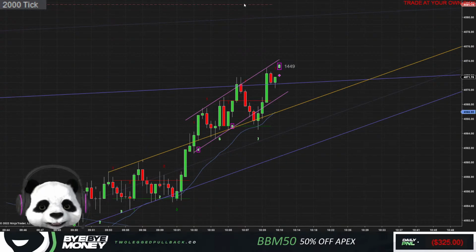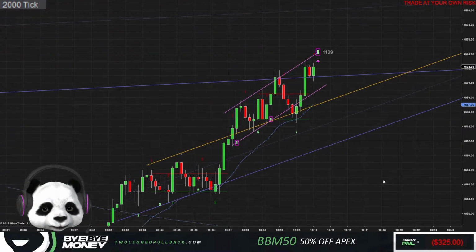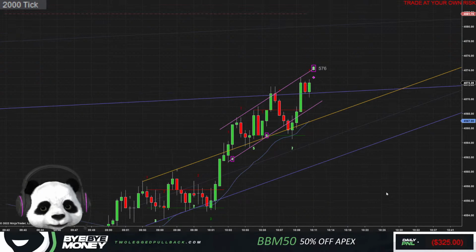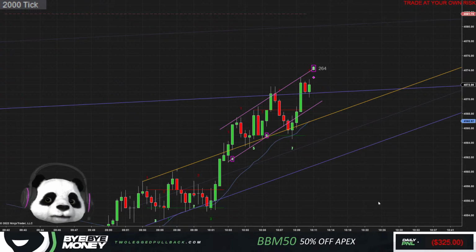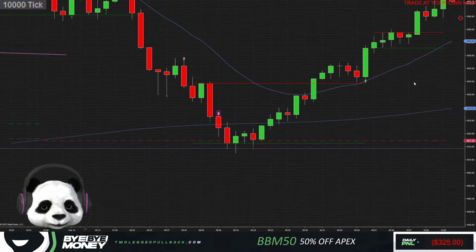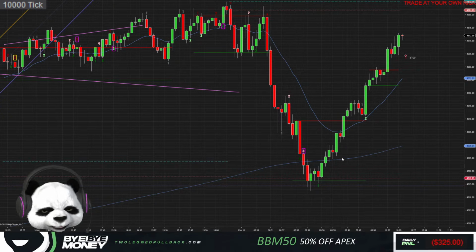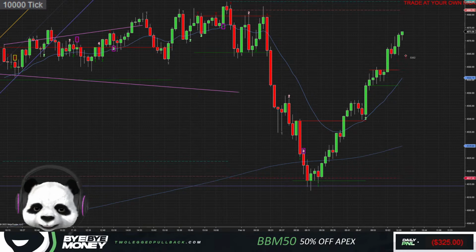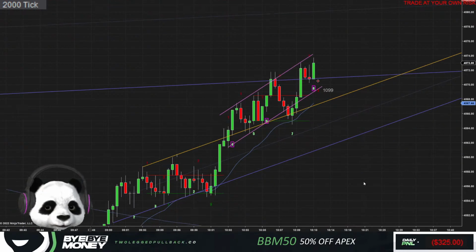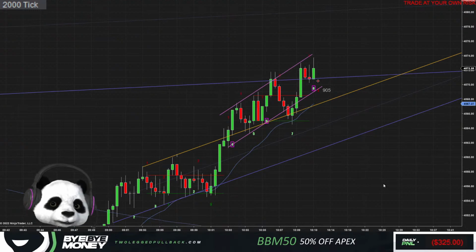We're almost gonna fill this gap here. When we come to the close, we'll fill that gap essentially. What an insane type of move, both ways. Absolutely incredible. I mean, that's as close to a V bottom as you can get. Everything long is making money. Everything long is making scalps.